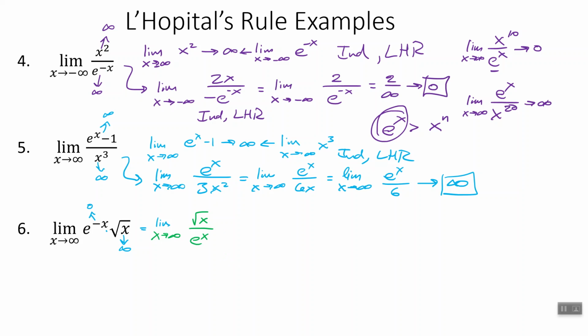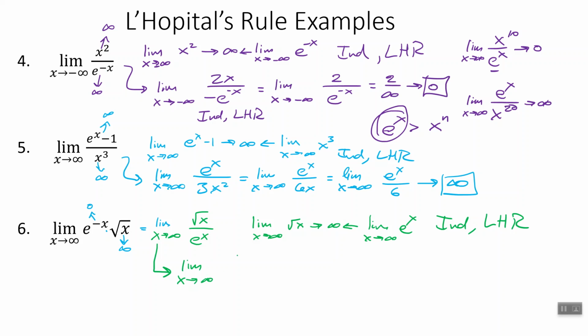Voila. Now, what we want to say is the limit as x goes to infinity of the square root of x goes to infinity. Square root of infinity is still infinity. And the limit as x goes to infinity of e to the x also goes to infinity. So we've got the infinity over infinity indeterminate form. So we're indeterminate, don't forget to say that. And we're going to use L'Hopital's rule, don't forget to say that. So this is equal to the limit as x goes to infinity of the derivative of the square root of x, which is 1 over 2 times the square root of x, over the derivative of e to the x, which is e to the x.